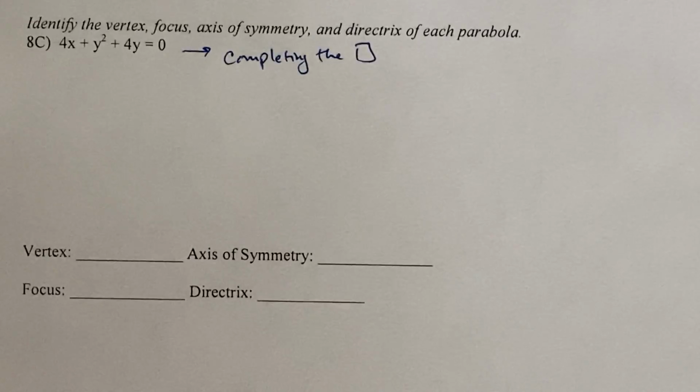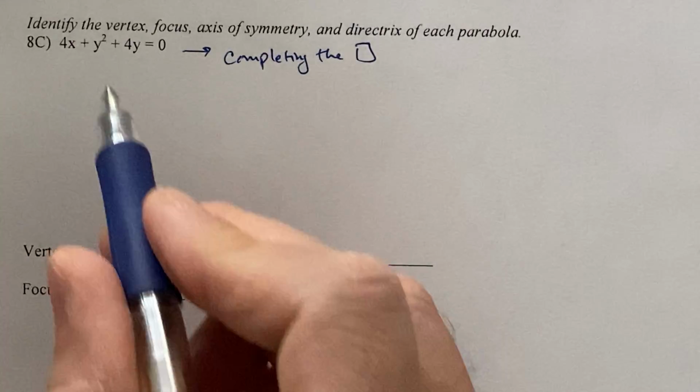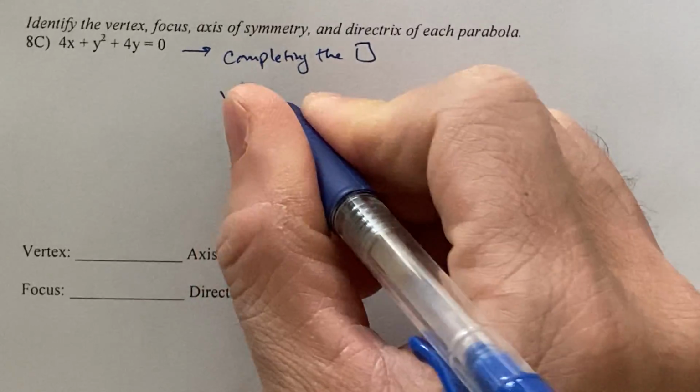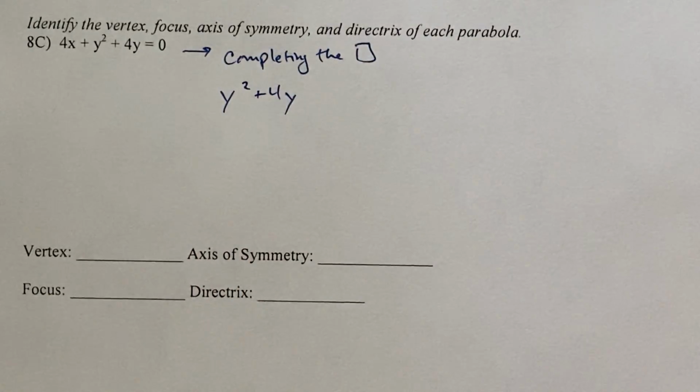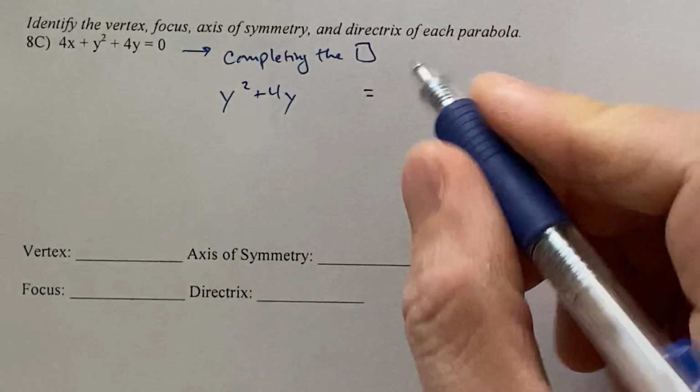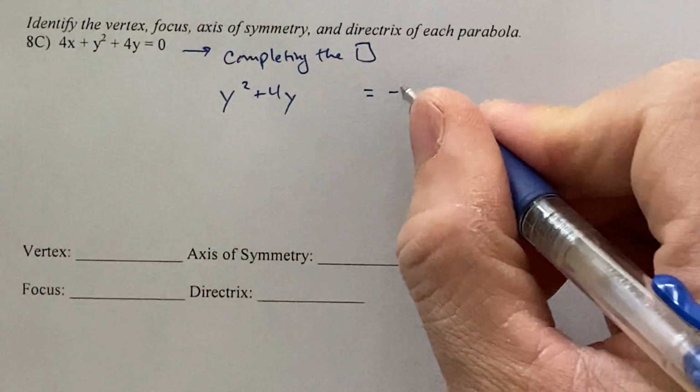So first thing I'm going to do is I notice whichever letter is squared, which is the y, I'm going to put on the left, so it's going to be y squared plus 4y. Anything that doesn't have a y, I'm going to bump to the other side. So I'm going to subtract 4x from both sides.